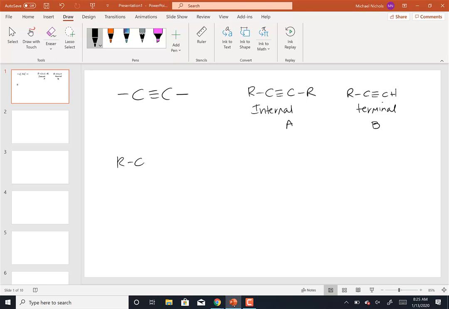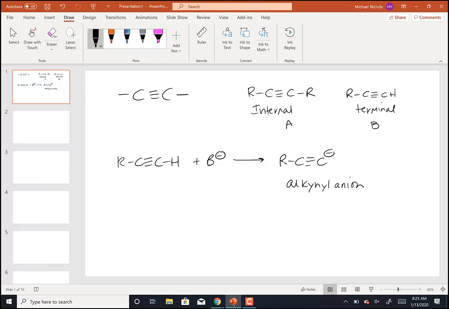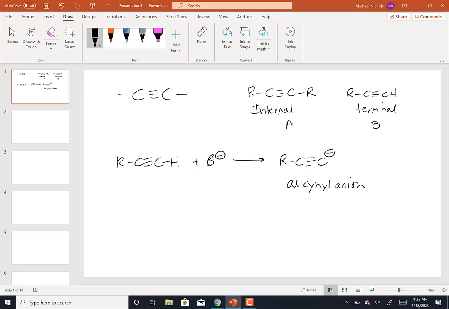Okay, now I would like to take this in a different direction. Here's what I would like to do. I would like to take my terminal alkyne, add a base to it, and turn that alkyne into what is called an alkynyl anion. Okay, an alkynyl anion, then I can do reactions with. So my question is, what kind of base should I use to do that deprotonation? But before we get to that, we need more review.